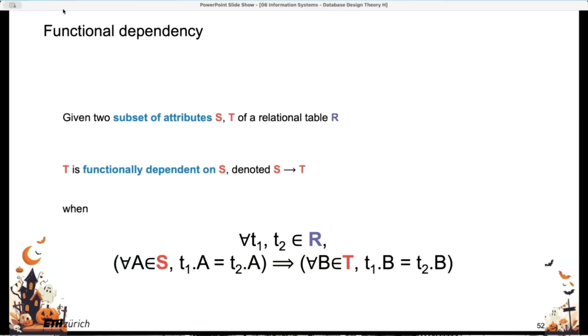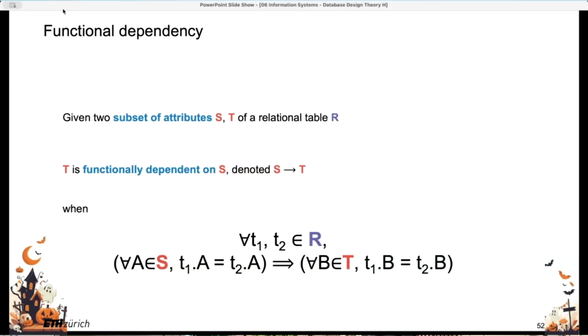So first, what do I need? What are the ingredients of that? Well, I'm looking at a table, at a relational table. I'm going to call it R, right? So I have a relational table. And I'm looking at two sets of attributes, S and T. These are just two sets of attributes. So maybe my table has the attributes A, B, C, D, E, and F. And S, I could take A and B, and for T, I could pick just E, for example, right? So these are just sets of attributes.